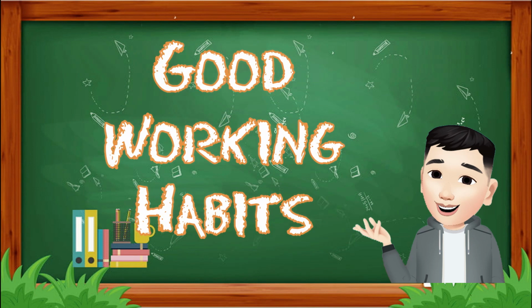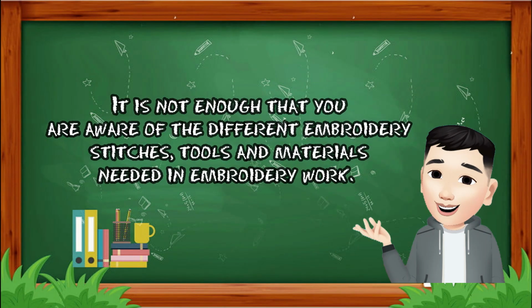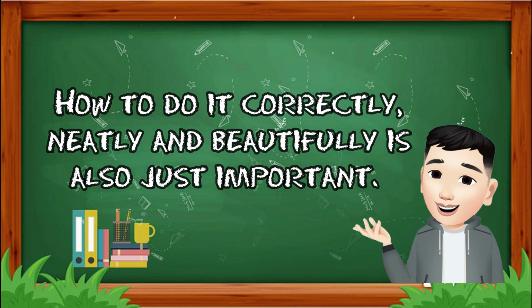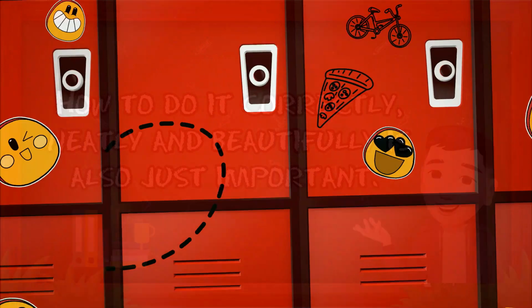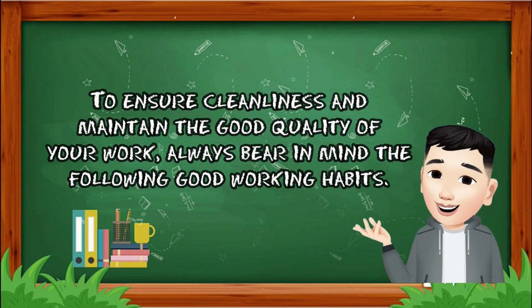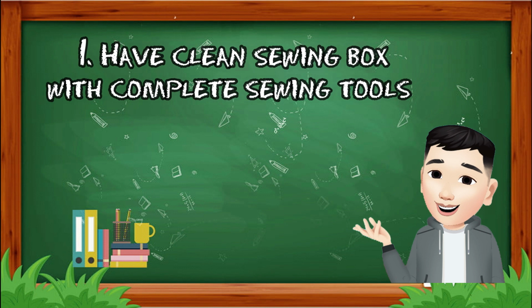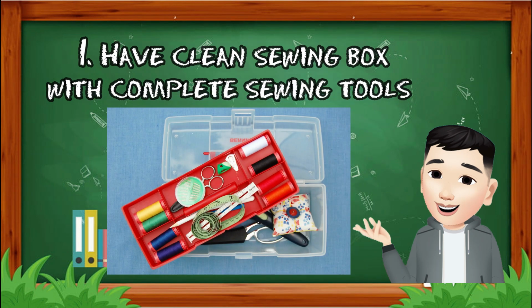And now, let us discuss the good working habits. It is not enough that you are aware of the different embroidery stitches, tools and materials needed in embroidery work. How to do it correctly, neatly, and beautifully is also important. To ensure cleanliness and maintain the good quality of your work, always bear in mind the following good working habits. Number 1. Have a clean sewing box with complete sewing tools.